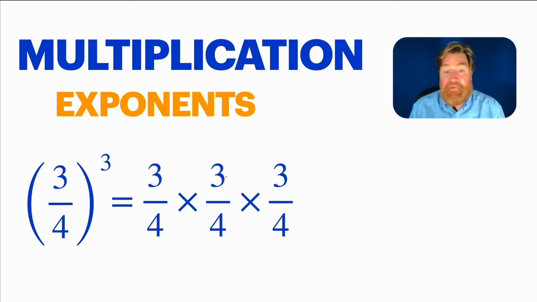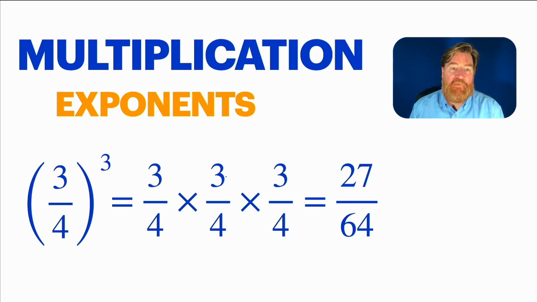Fractions, exactly the same. Multiply them out and then straight across. So 3 times 3 times 3, or 3 cubed is 27, and 4 cubed is 64. All right?